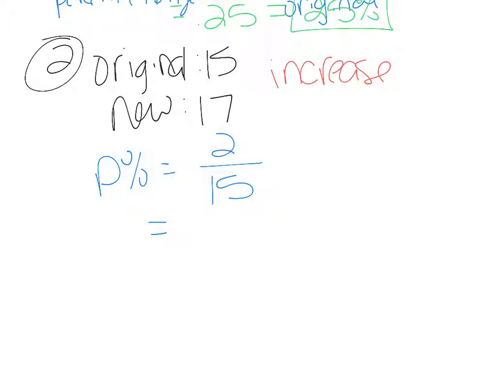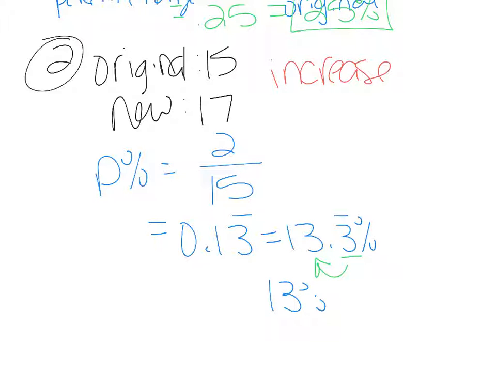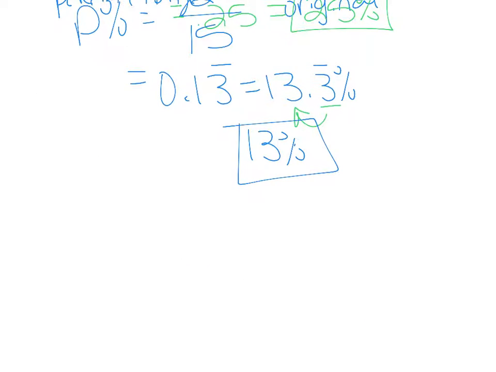If you take 2 divided by 15, you're going to end up with 0.13 repeating. Now remember, that's not a percent, that's a decimal. So to change it to a percent, move the decimal 2 places to the right, which is going to be 13.3 repeating percent. But we want to round to the nearest percent. So we'd look at the 3. The 3 tells me I need to stay at 13, so my answer would just be 13%. Let's try just a couple more of these.